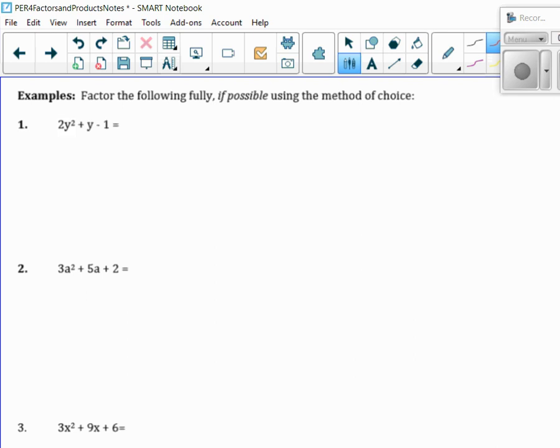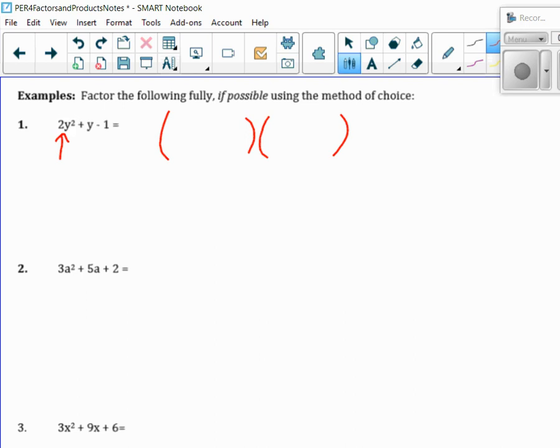Okay, so we're going to do number 1. We're going to try the PSF method again. Do you remember the PSF method? So that's product is the first times the last. By the way, this one is easier to do with guess and check. You know why? You know what? Let's just do guess and check on this one, because honestly, my goal is that you can see it and get the guess and check right away, right?